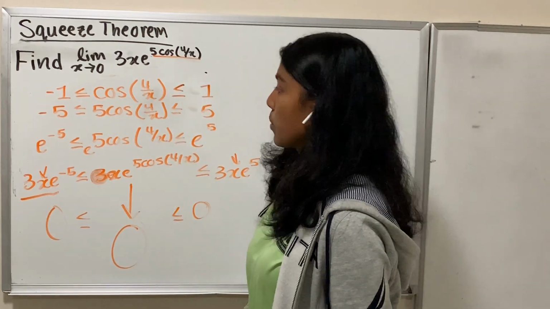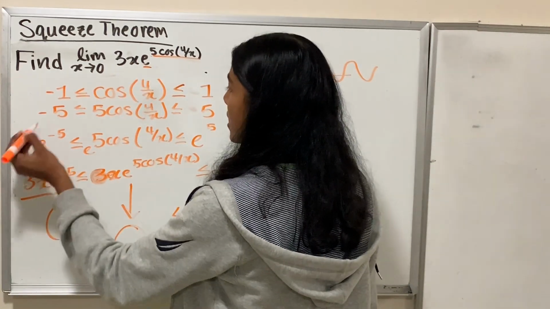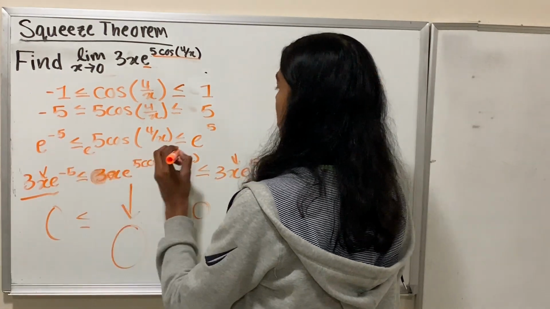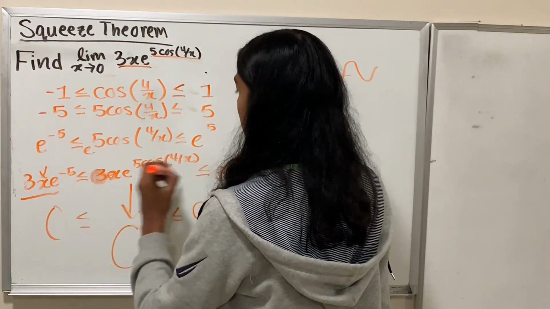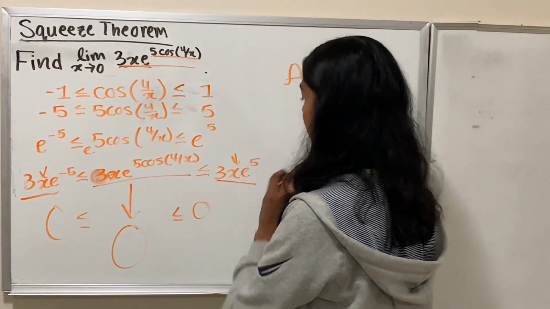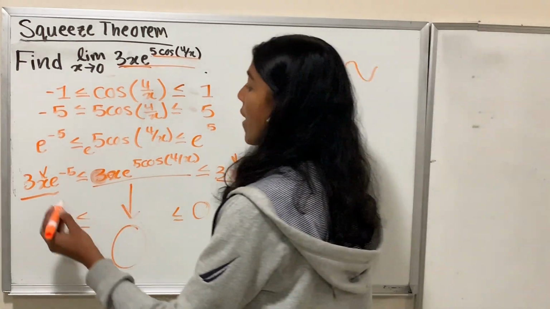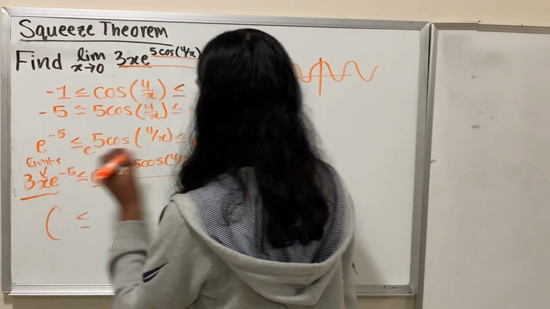And then we're going to take the entire function to the e power. So e to the -5, you get this, and e to the 5. And then we're going to multiply by 3x. So we get 3x e to the -5, and 3x e to the 5. Then we're going to find the limits.